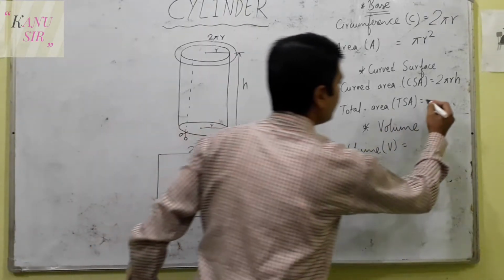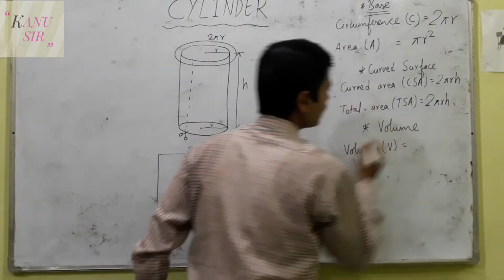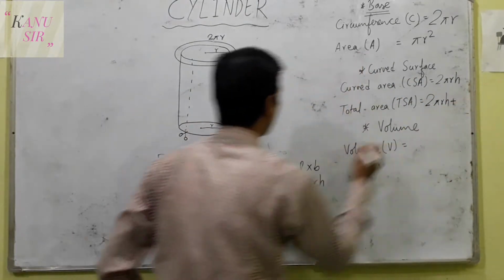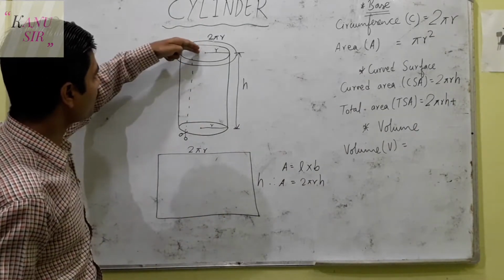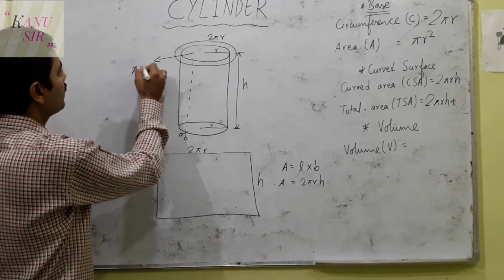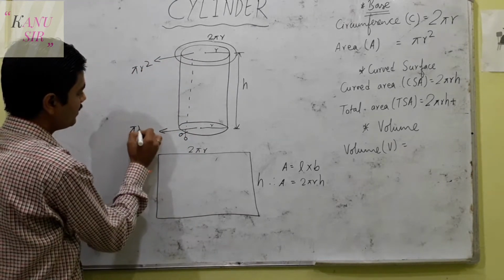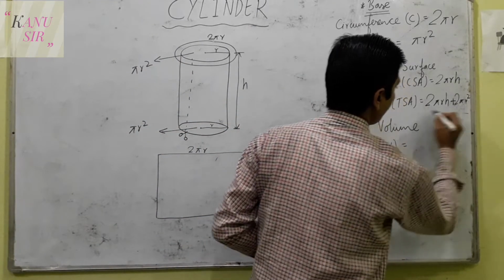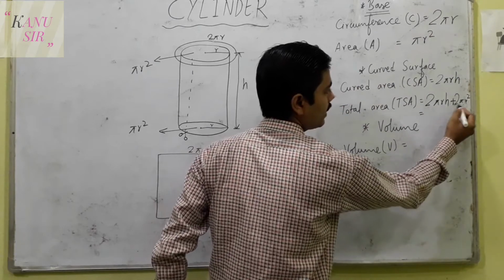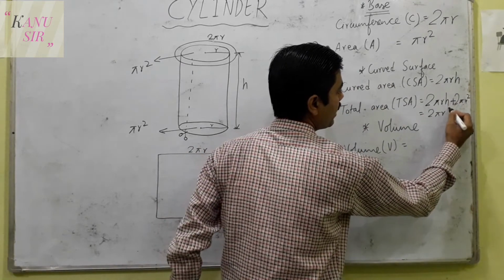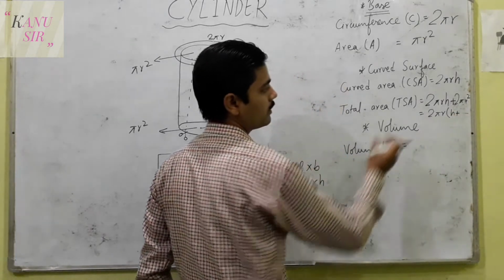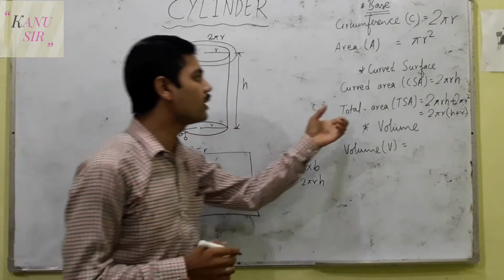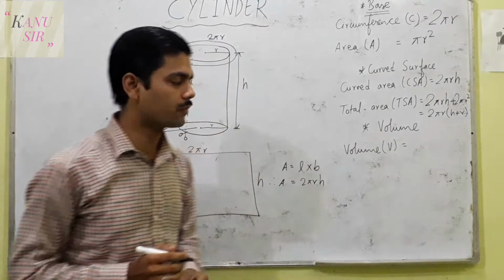So let us see what we will write here. The curved surface area first. In the total surface area, the curved surface area will be added, and the area of two circles, that is pi r square of the first circle and pi r square of the second circle, that is 2 pi r square. After writing 2 pi r square, you can take 2 pi r common. Then you can write 2 pi r, and take h as one part and r as another part. This way we can find the formula for total surface area and curved surface area.